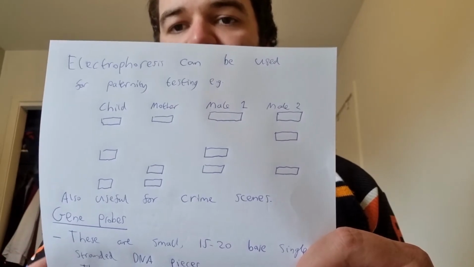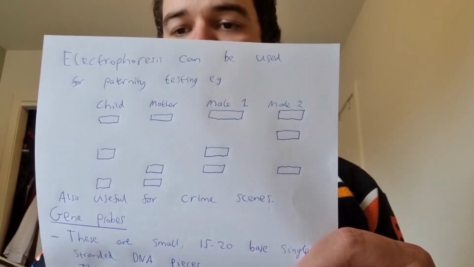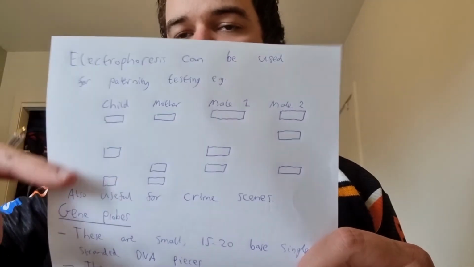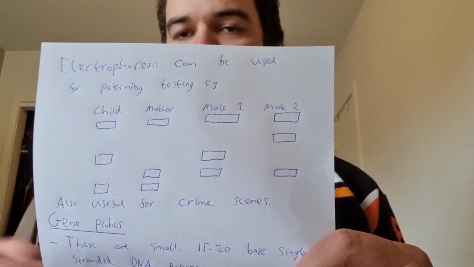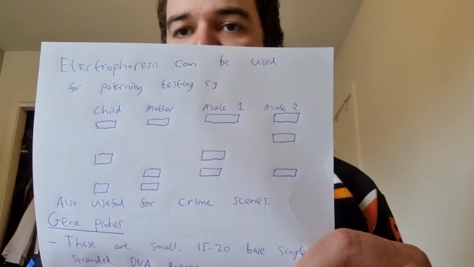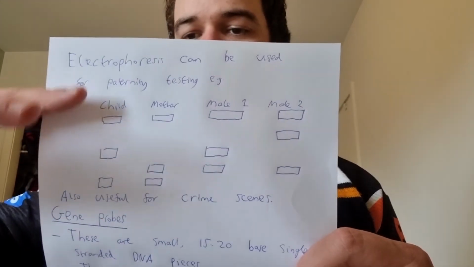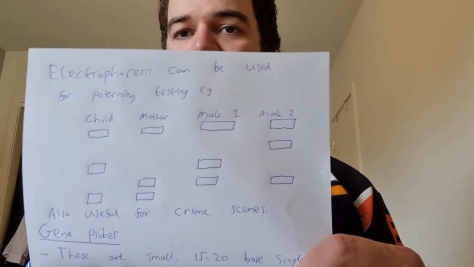And that can also be used for crime scene forensics as well. So if you imagine we find some DNA at a crime scene, we can put it into a gel electrophoresis process and look at the distribution of the bands. And then we can compare that to DNA of a suspect. And if their DNA matches, that may indicate that they were at the crime scene. Not necessarily that they did it, but it may indicate they were present at the crime scene.